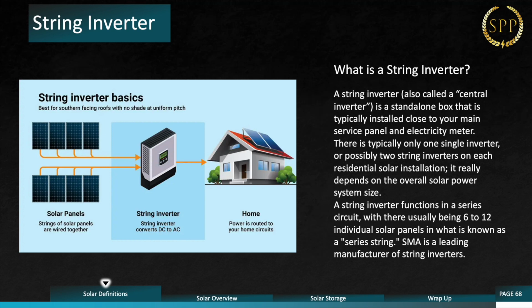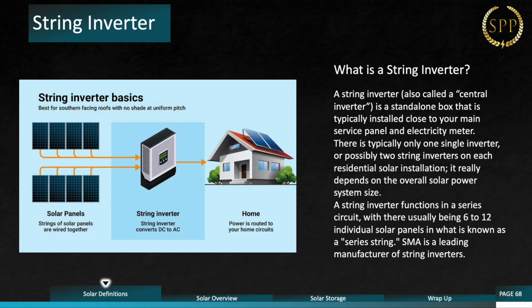What is a string inverter? A string inverter is also called a central inverter. It's a standalone box that is typically installed close to the main service panel and electricity meter. There's typically only one string inverter or possibly two string inverters on each residential solar installation. It really depends on the overall solar system size.